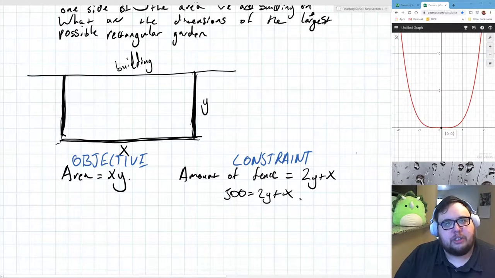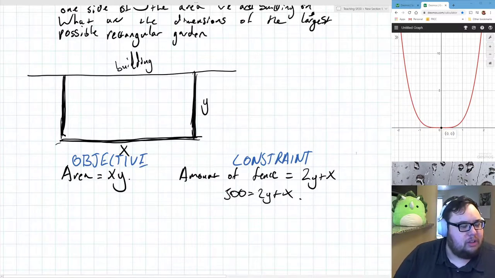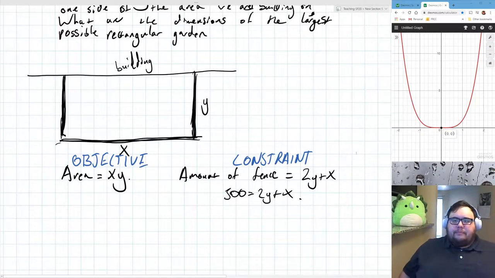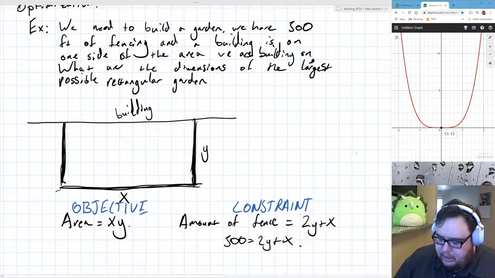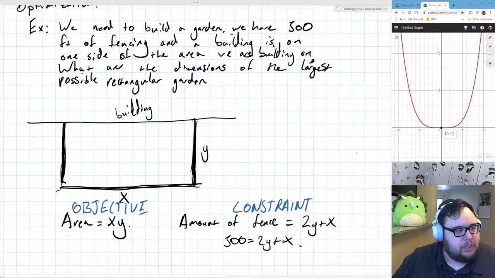Actually, optimization without constraints is an interesting question, but it's not one that we can solve using just Calc 1. That has more to do with theoretical efficiency and stuff. Whatever. Any questions about how I picked up these two equations?